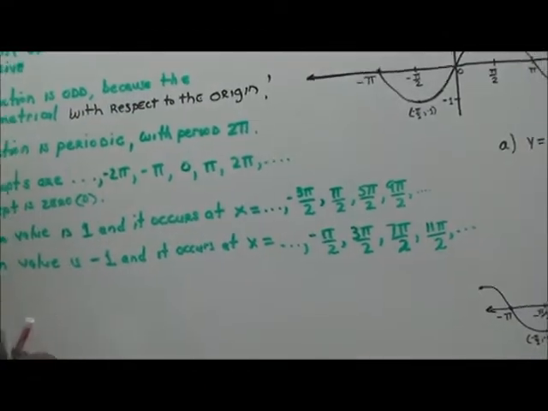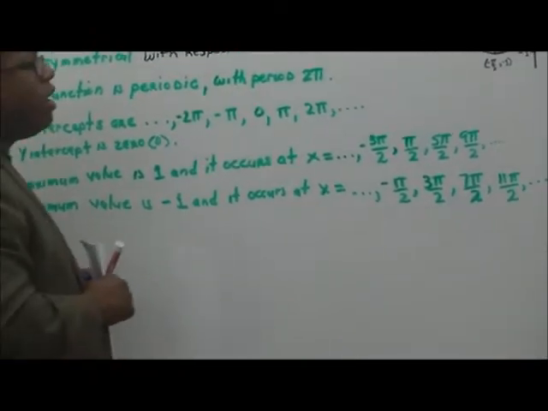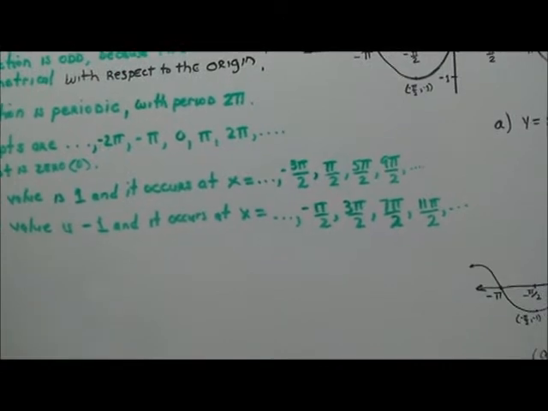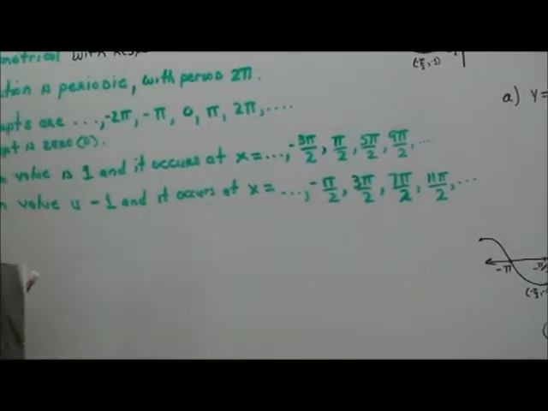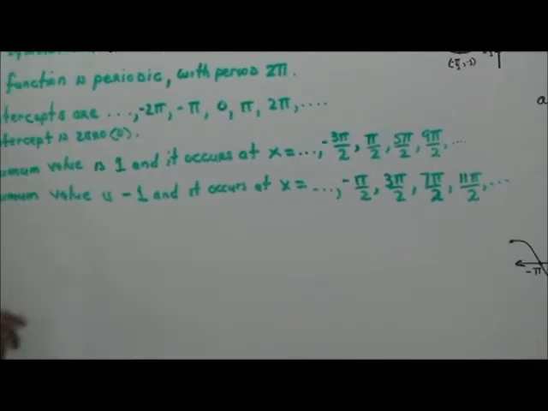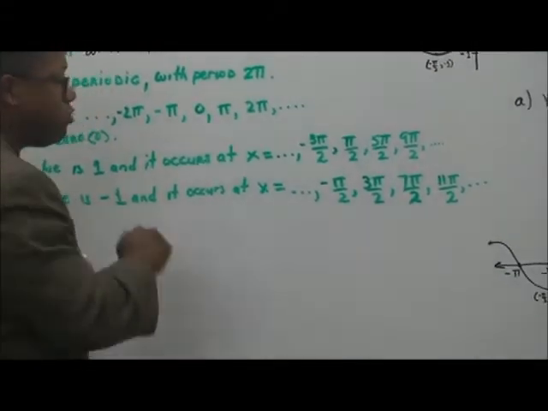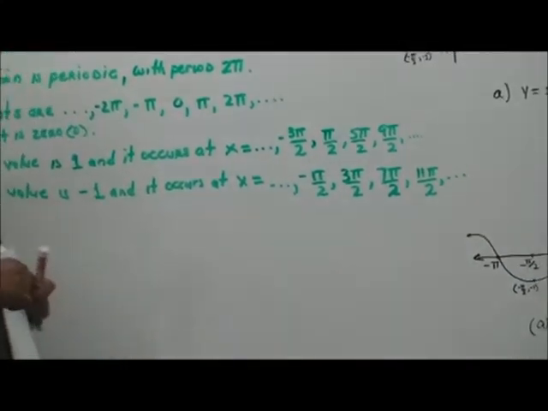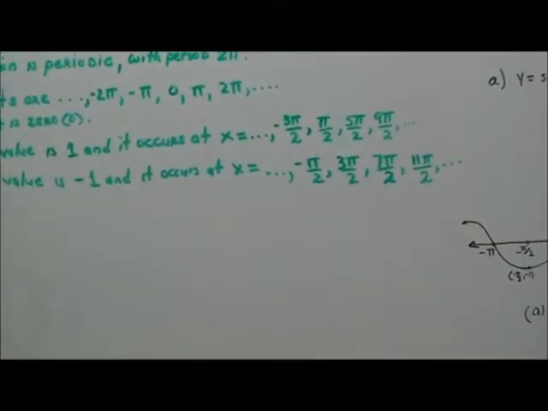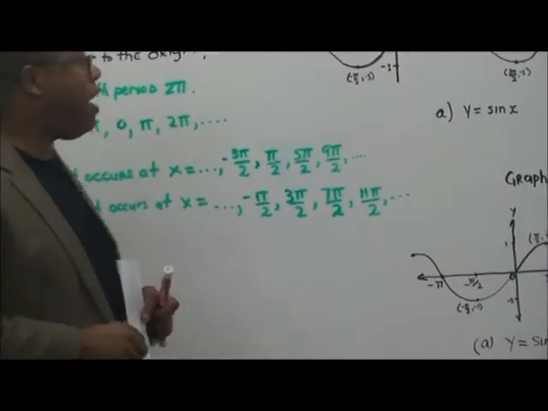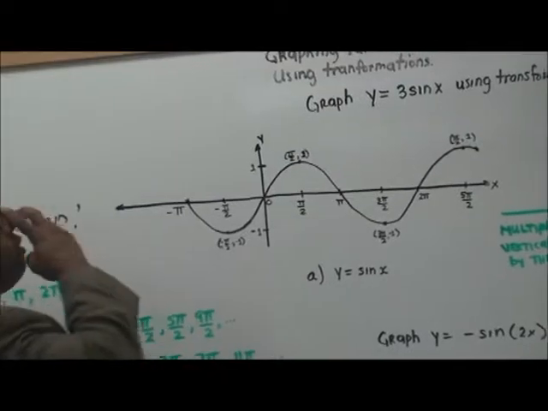Negative 3 pi over 2, pi over 2, 5 pi over 2, 9 pi over 2, and so on. And the minimum value is negative 1, and it occurs at x equals some values coming from negative infinity to negative pi over 2, 3 pi over 2, 7 pi over 2, and 11 pi over 2, and so on.